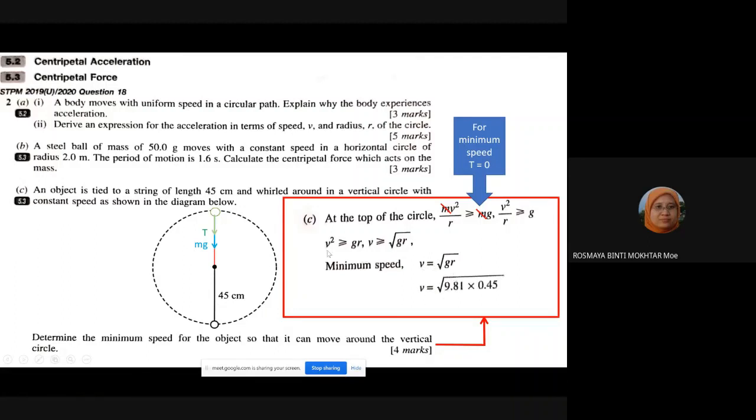So we substitute the values given, 45 cm. Don't forget to convert to meter, so that's why here it is 0.45. So the answer is 2.10 meter per second. Okay, that is the answer for question C.